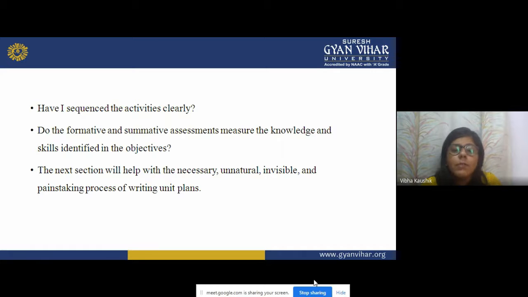The next section will help with the necessary, unnatural, invisible, and painstaking process of writing unit plans. First you have to identify that. Second, you have to make the activities according to the sequence. Then you have to think whether the formative and summative assessment is measuring the knowledge and the skills or not. It helps teachers with the important things in the painstaking process of writing unit plans.